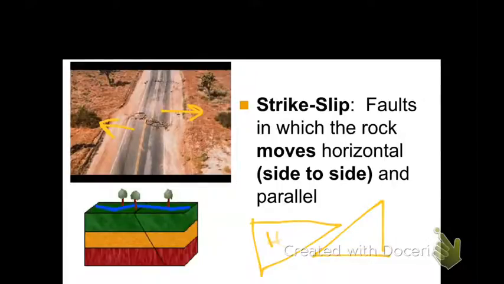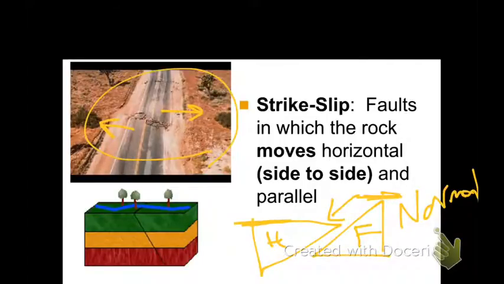So this would be the hanging wall. This would be the foot wall. The hanging wall appeared to have moved down. So therefore, this would be a normal fault. But you can see there is a direct difference in elevation. This is much higher than this is. But notice in this picture, everything is even. Because nothing moved up, nothing moved down. It just moved side to side.